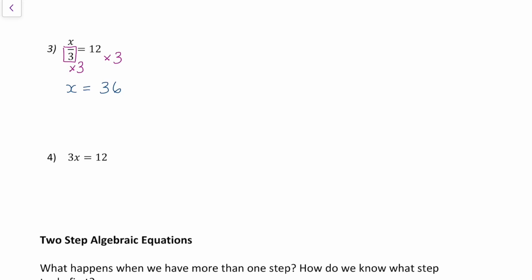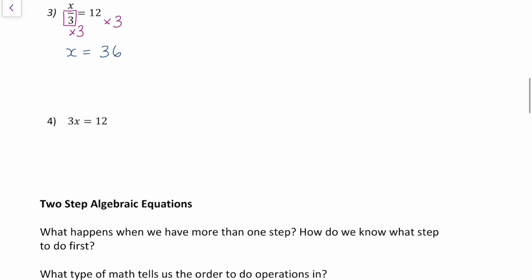And finally, if I have 3x equals 12, what that's telling me is 3 times x, 3 multiply x equals 12. 3 times something equals 12. If I want to get rid of this multiply 3, I'm going to divide both sides by 3, and so I end up with x equals 4. 3 times 4 equals 12.